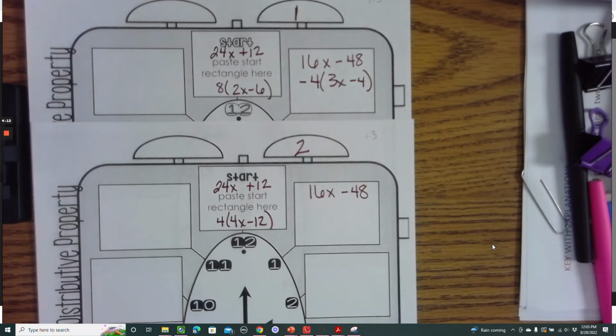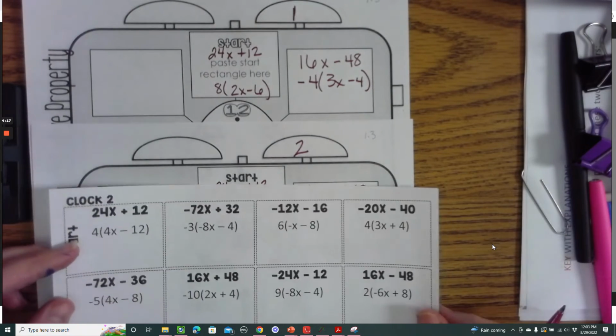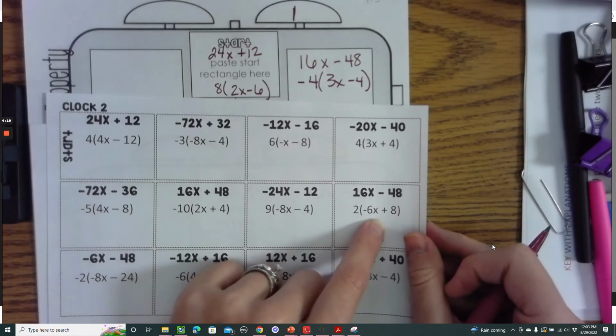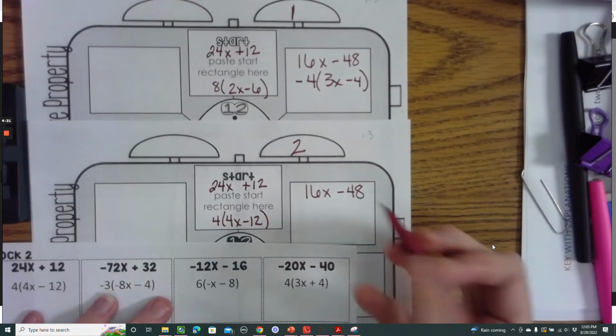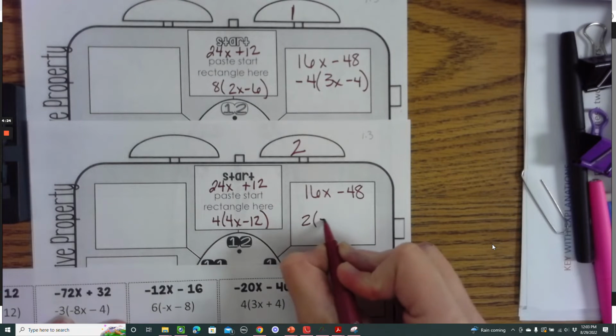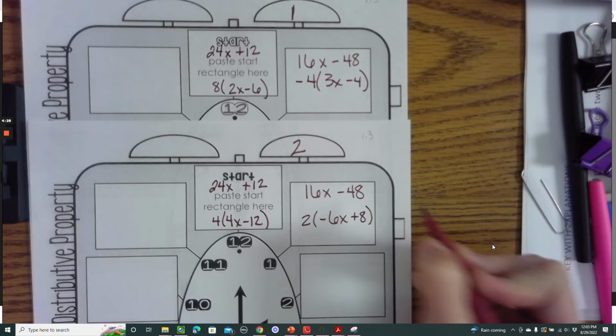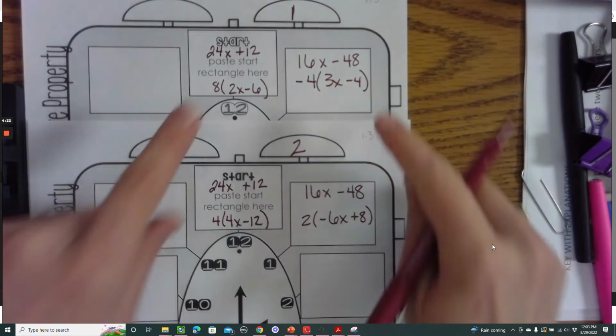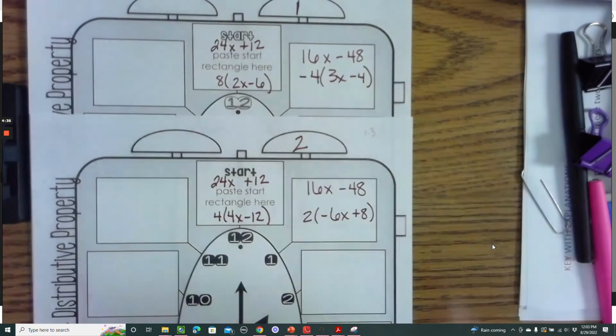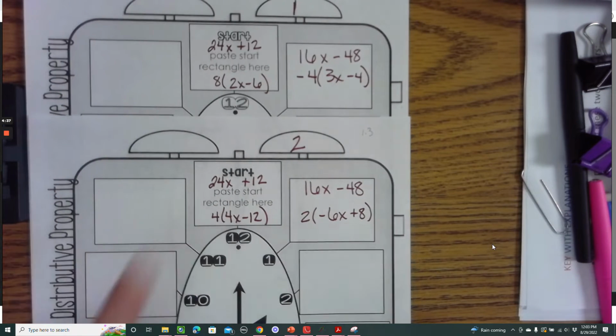Okay, clock 2. Let's see, 16x minus 48. So here's the problem you're going to write. So everybody gets different problems, so it's harder to cheat. I'm going to give you a chance to catch up. If you have clock 1, yours should look like this. If you have clock 2, it should look like this. But the concept is the same. Using the distributive property, it's the same idea. Everybody's just got different numbers.